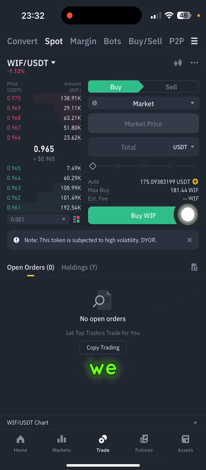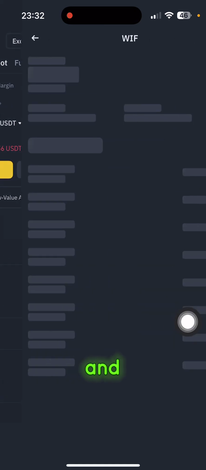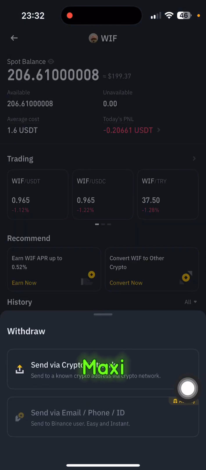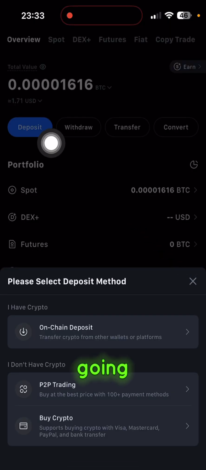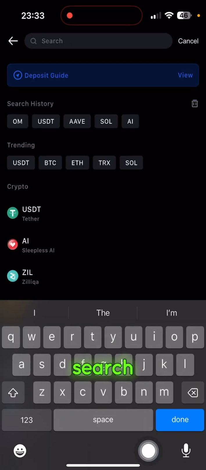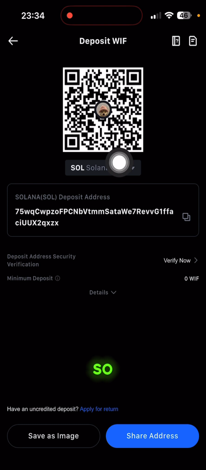After that, we will now click on the coin and quickly transfer it over to MEXC. Okay, let's see how much that 200 will give us on MEXC so we can see the profit ratio. So right now I'm going to click on deposits and then on-chain deposits, where I'm going to search for WIF. Then I will first of all click on that first one. So now I'm going to copy it right here.